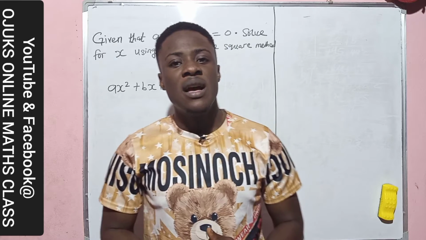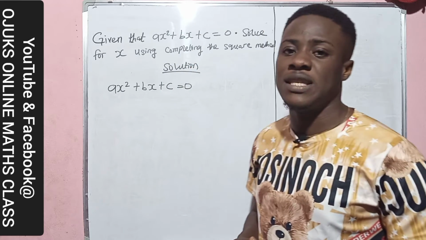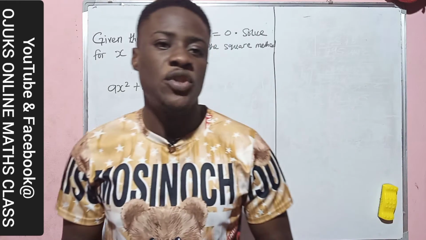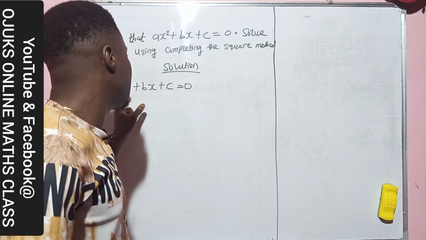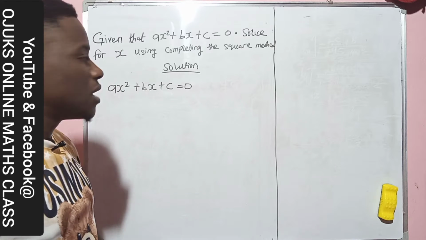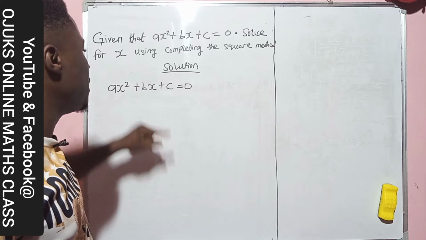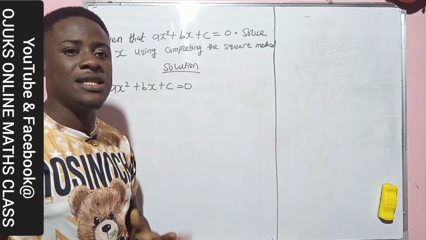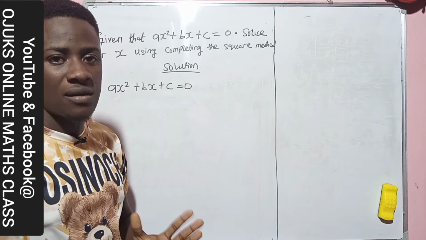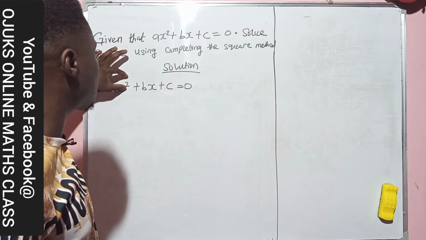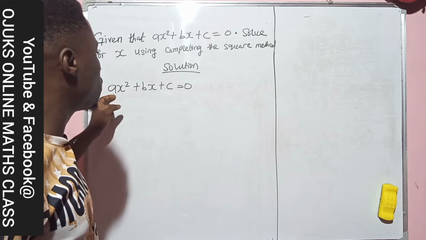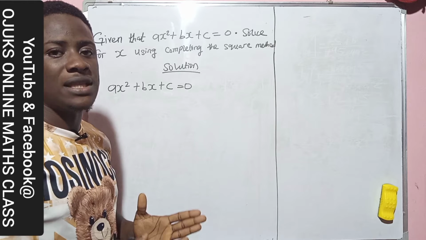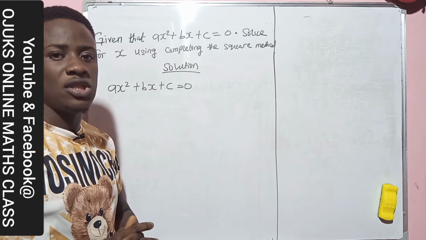In this video, I would like to teach you how to derive the quadratic formula using the completing square method. As you can see on the board, we have the general form of a quadratic equation, which is ax squared plus bx plus c equals 0. As you all know, the quadratic equation is a second degree polynomial equation, so it has the highest power of x as 2. So we want to use this general form of quadratic equation to derive the quadratic formula using the completing square method.